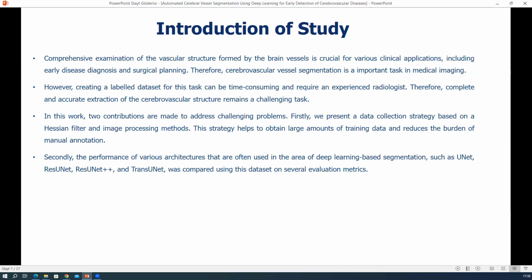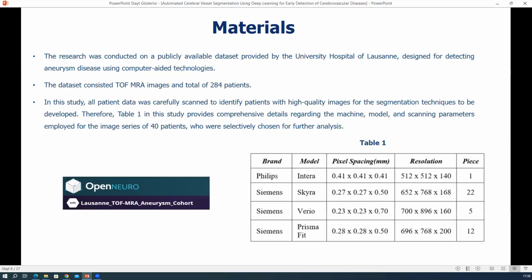In this work, two contributions are made to address challenging problems. Firstly, we present a data collection strategy based on Hessian filtering and image processing methods. This strategy helps to obtain large amounts of training data and reduce the burden of manual annotation. Secondly, the performance of various architectures that are often used in the area of deep learning-based segmentation, such as UNet, ResUNet, ResUNet++, and TransUNet, was compared using this dataset on several evaluation metrics.